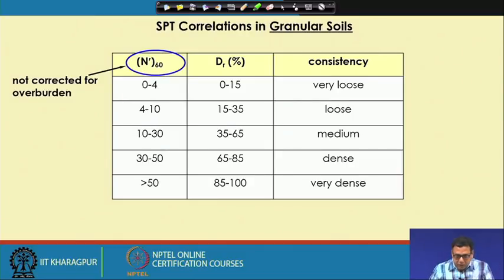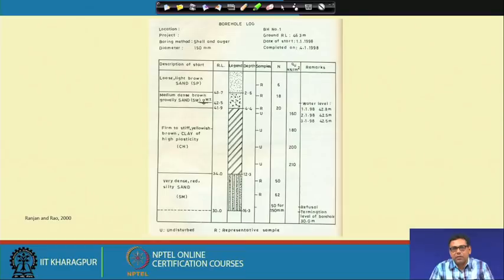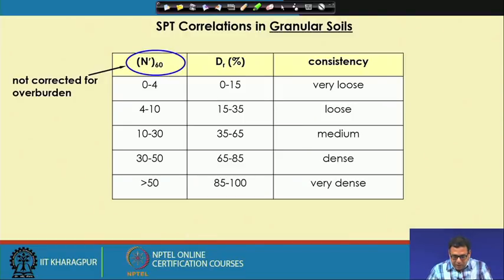Similarly, for the sandy soil, this is the n value corresponding to relative density and the type of soil. For the consistency in the sandy soil or granular soil we represent it in terms of relative density, and for the clay soil in terms of the cohesion or the undrained cohesion. So, this is the n value corresponding to the relative density and the type of soil.